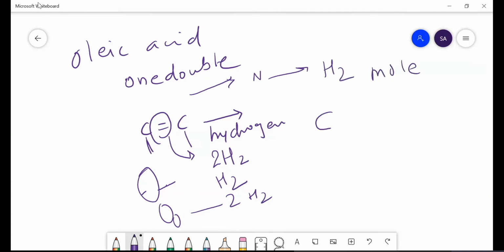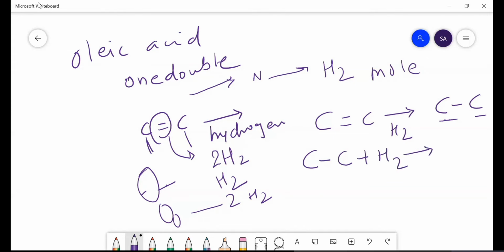So now you will ask: a carbon-carbon double bond in the presence of one H2 molecule gets converted into a saturated fatty acid. But what if you have a saturated fatty acid and react it with hydrogen in the presence of nickel at 200 degrees Celsius? What is the result? Can anyone tell me? A saturated fat is further treated with hydrogen in a hydrogenation reaction. What will happen?